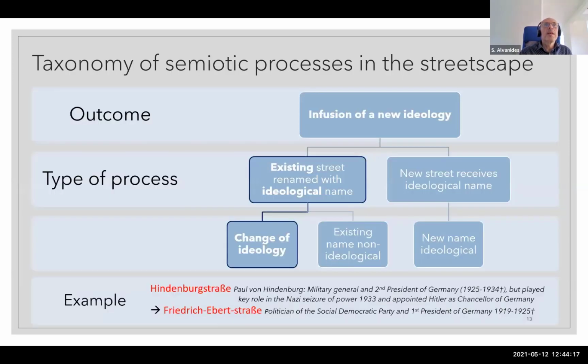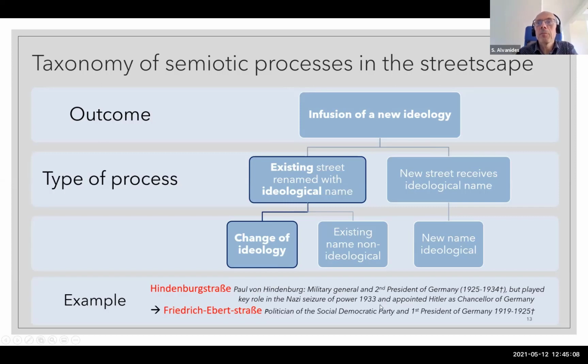But moving on, I wanted to explain a little bit how we went about classifying the ideology of the street name changes. So we have here what we call the outcome of a street name change. Is it infusing new ideology, or is it not infusing new ideology? So is a new name ideologically linked or not? And I have here various examples where an existing street name is renamed with an ideological name. And this can result in a change of ideology, for example, or the existing street is renamed with an ideological name, but becomes non-ideological as an outcome.